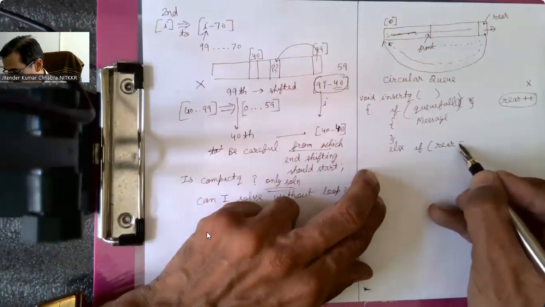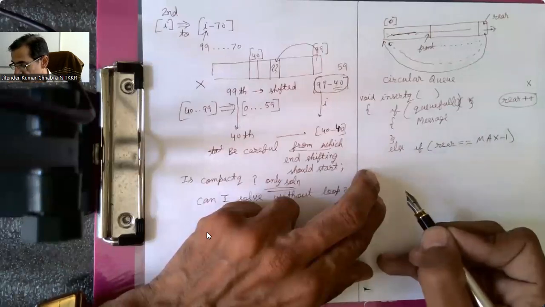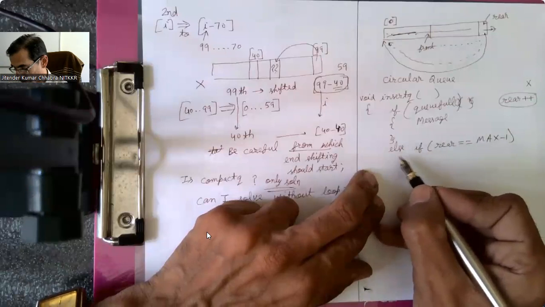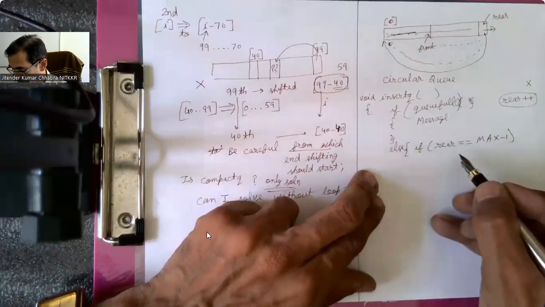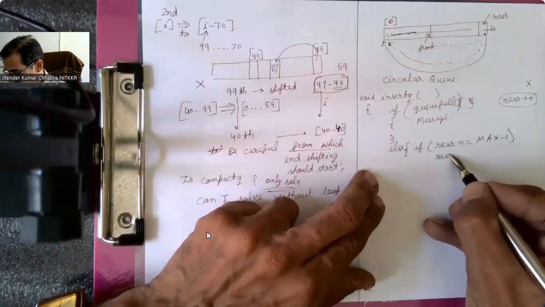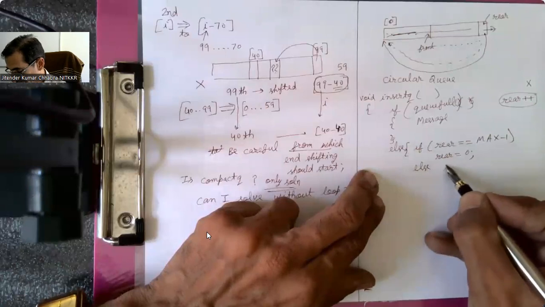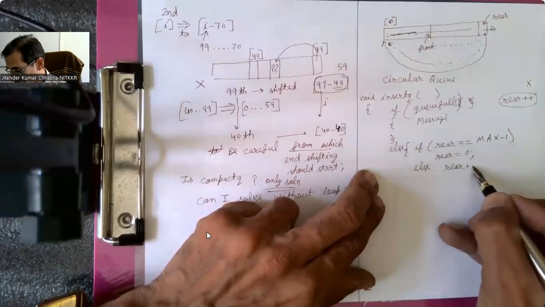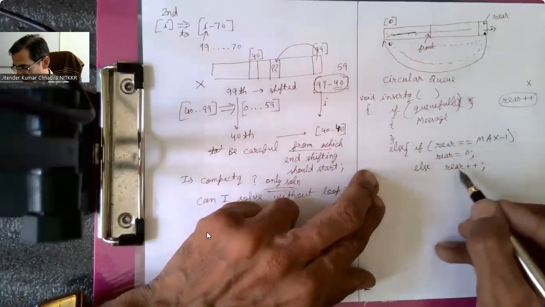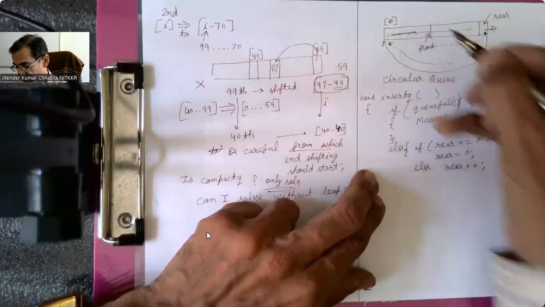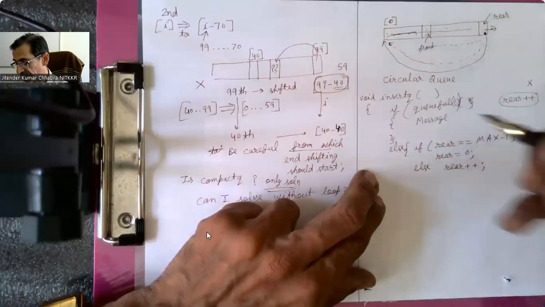If rear reaches to max minus 1, then what I have to do? So I'll say else if rear is equal to max minus 1, rear should become 0. Else rear plus plus is okay. So for all other boundaries except when rear reached here, simply rear plus plus. If it was 50, let it become 51. If it was 90, 91, 98, 99.